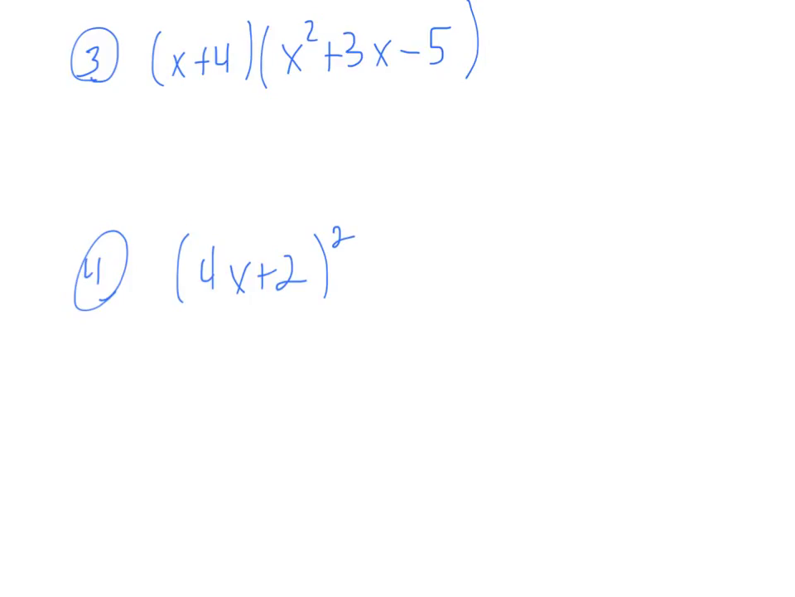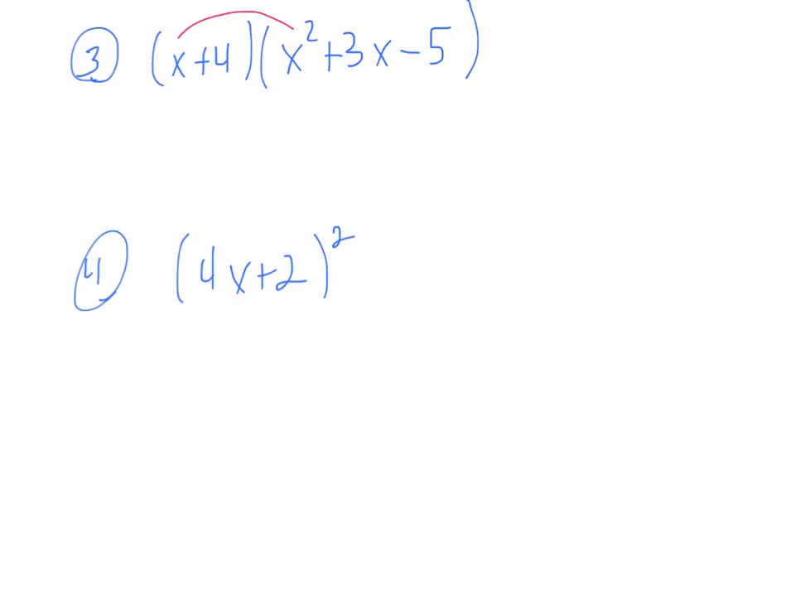Okay, number 3. It's a beast. Here we go. I'm going to show you what happens. x plus 4 times x squared plus 3x minus 5. Now it looks a little different from the previous 2 example problems. This first one, x plus 4, is a binomial. There are only 2 terms in that binomial. The second term is a polynomial, but how many terms are there? There are 3. We call that a trinomial. So we're going to multiply this binomial with this trinomial the exact same way as we did the previous example.